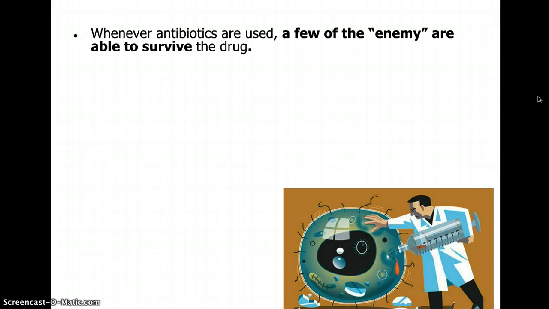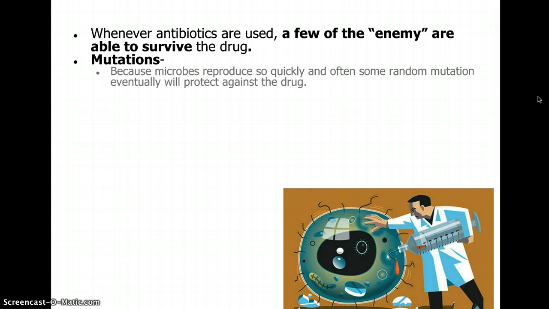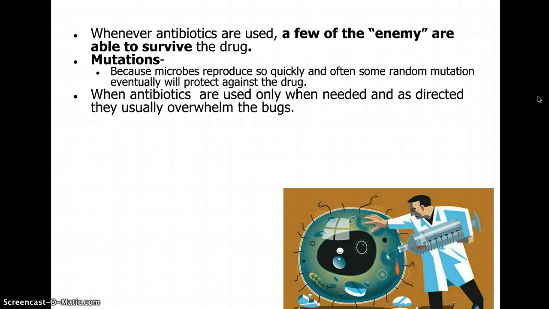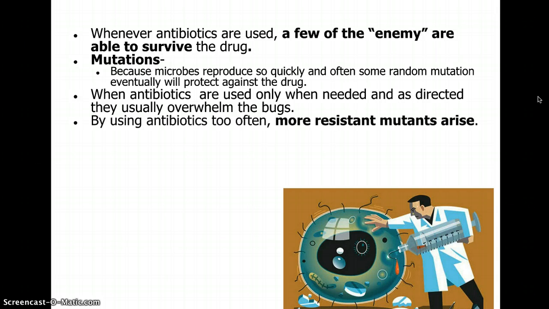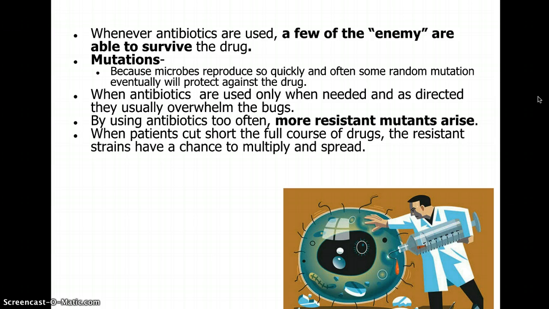But whenever we use antibiotics, a few of the enemy are able to survive the drug, and over time this can create mutations and then resistance. Mutations actually happen relatively quickly in microbes because they reproduce so fast. And then eventually the mutations help the bacteria protect against the antibiotic. When antibiotics are used only as needed and as directed, they'll usually overwhelm and kill the bacteria. But as we use them more often, more resistant mutants arise. And when patients cut short the full course of drugs, the resistant strains have a chance to multiply and spread.